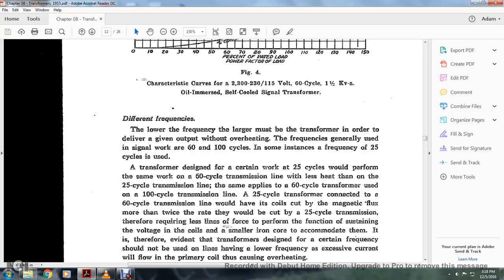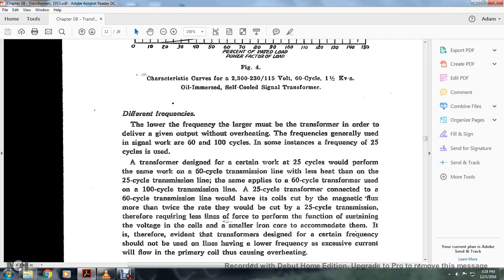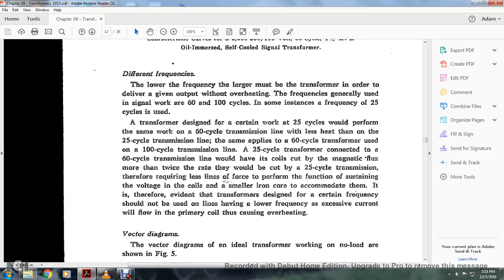A smaller iron core accommodates them, and therefore by evident transformer design, a certain frequency should not be used in lines. However, when lowering the frequency, excessive current will flow through the primary core, causing overheating.